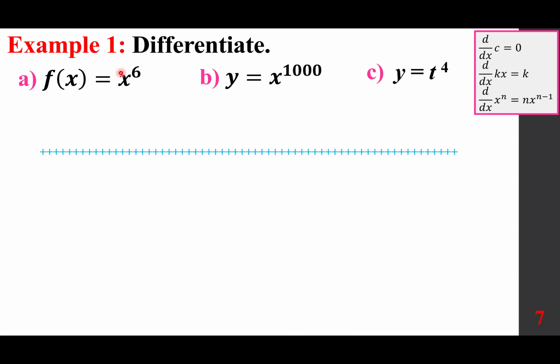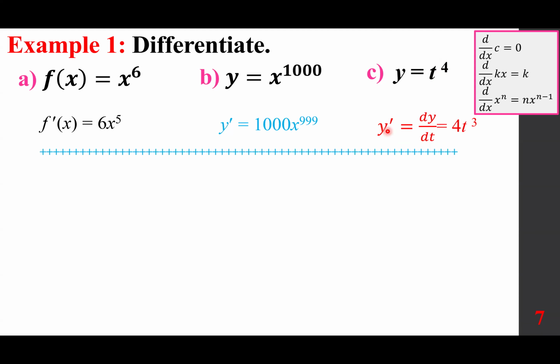So this one, 6 sits in front, and it goes down by 1, 6x to the power. This one, 1000 becomes the coefficient, and you take off 1, y prime is 1000 x to the power of 999. For this one, 4 becomes the coefficient, you take off 1, 4t cubed.